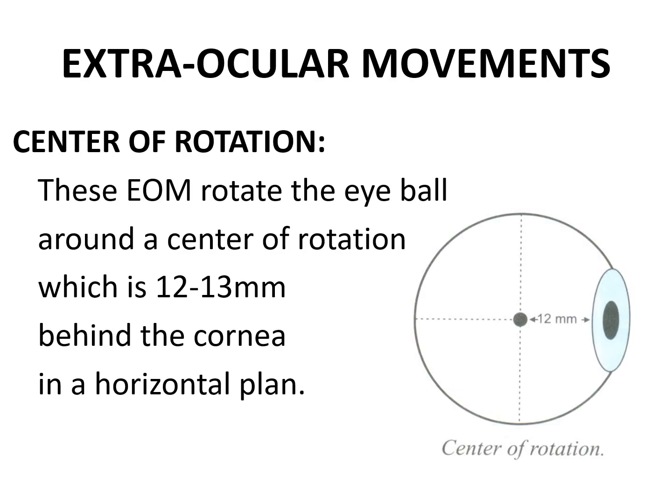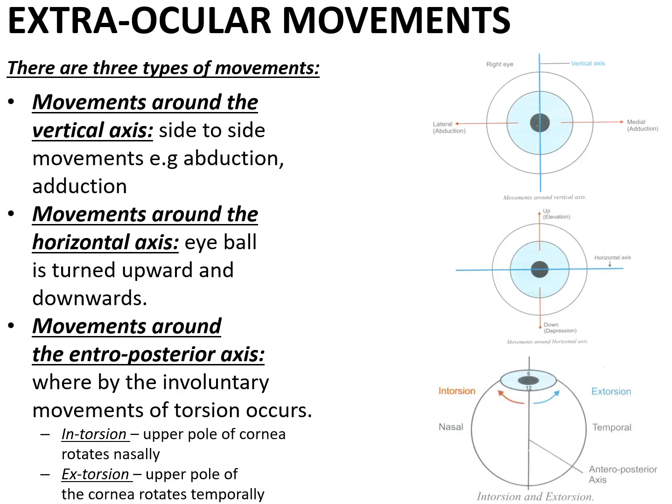So we have already discussed that the extraocular muscles act at the center of rotation, that is about 12 to 13 millimeter behind the cornea in a horizontal plane. There are three types of movements of the eyeball: ductions, versions, and vergence.